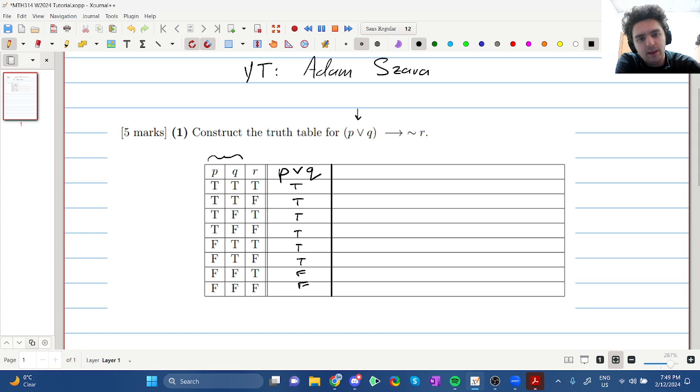This little logical connective, that's a V, is like an OR. I think of it like the union, right? Union is like that, which is OR. And the next thing is not R. Not R is just the opposite of R.